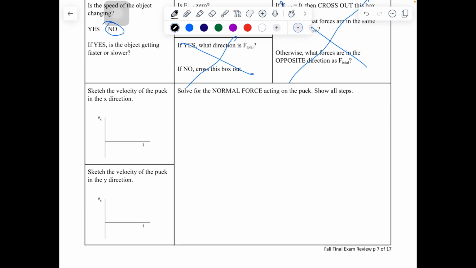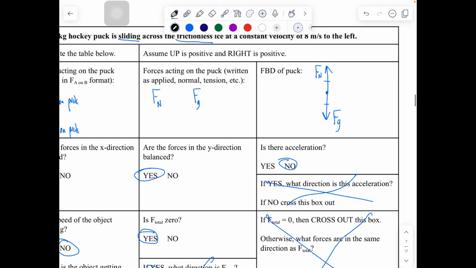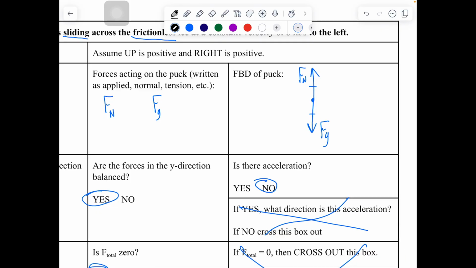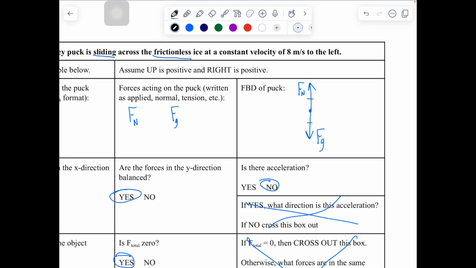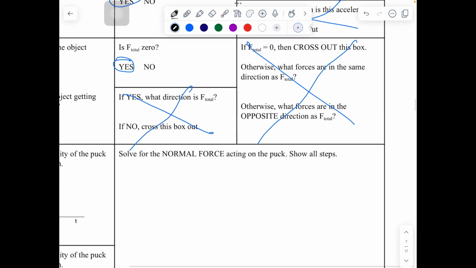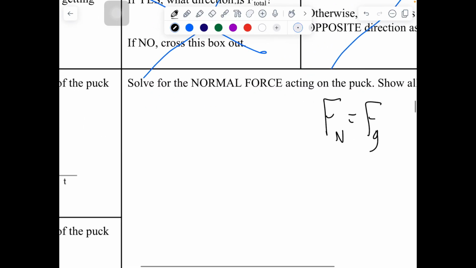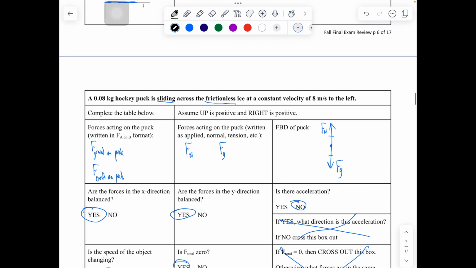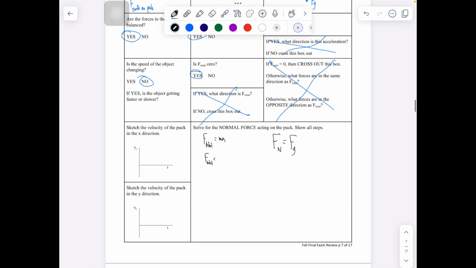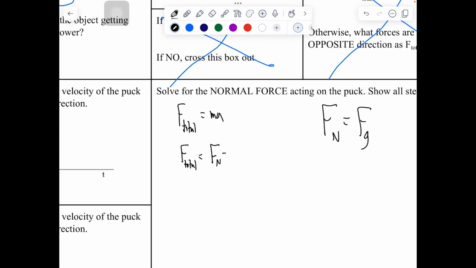Normal force acting on the puck. Okay. Well, just like we said before, normal force and gravity. You could skip a few steps. You could say normal force and gravity are balanced, and you just derive Fn equals Fg. You could also say, like we just did, write out F total is mass times acceleration. Write out F total is positive forces minus negative forces. Positive is the normal force. Negative is gravity. Normal minus gravity.